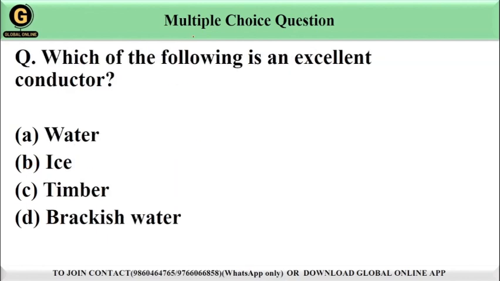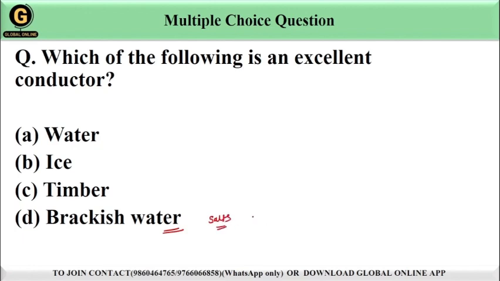Let's see the next question. Which of the following is an excellent conductor? Options are given: water, ice, timber, and brackish water. Brackish water is an excellent conductor of electricity because it contains dissolved salt which allows it to carry electric current.